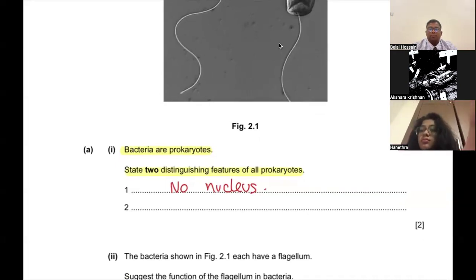Just remember that prokaryotes don't... Oh wait, no. That's the difference between prokaryotes and eukaryotes. Yeah, so you can say they have no mitochondria, no chloroplast. Yeah, I think I read they don't have any.